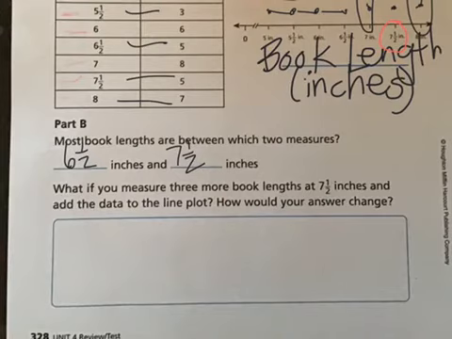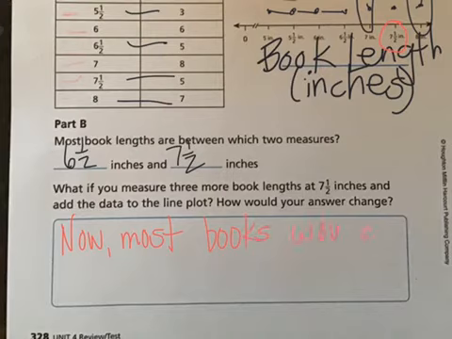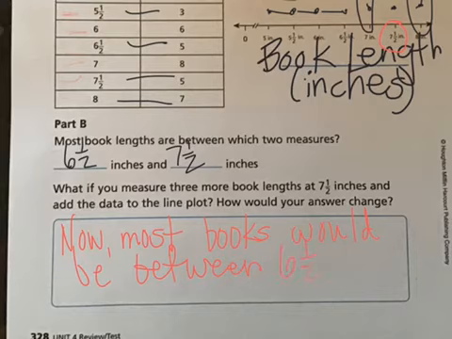So the line plot would show that most books would either be 7 inches long or 7.5 inches long, because there would be 8 books for each measure. Most book lengths would be between the measures of 6.5 and 8.5. So now most books would be between 6.5 and 8 inches.